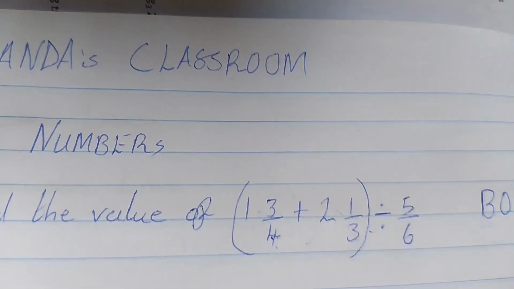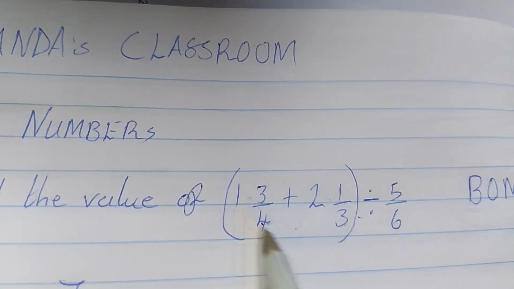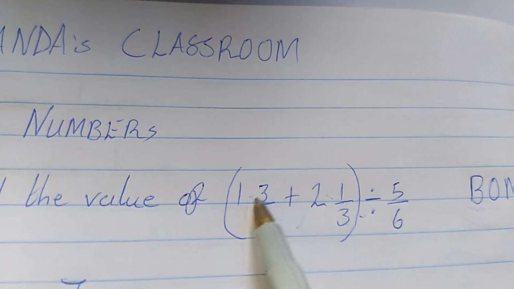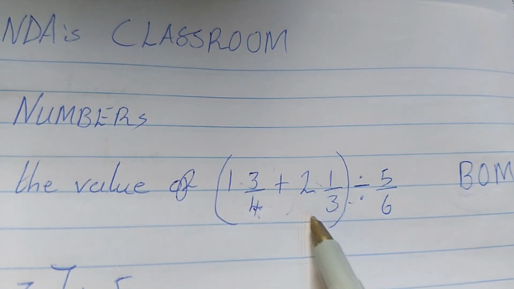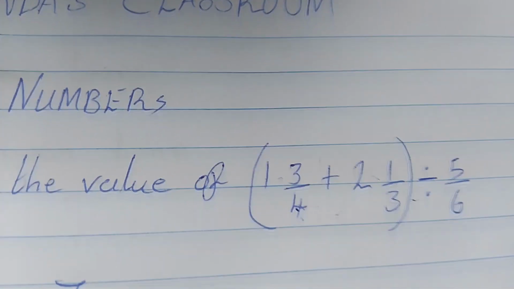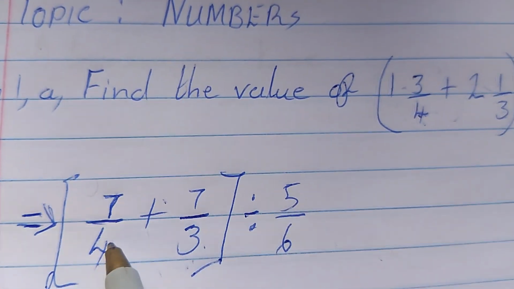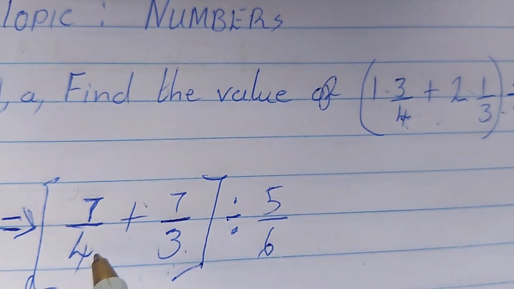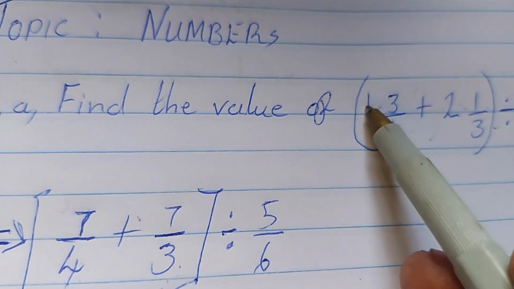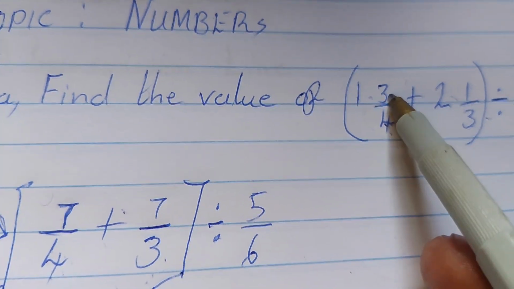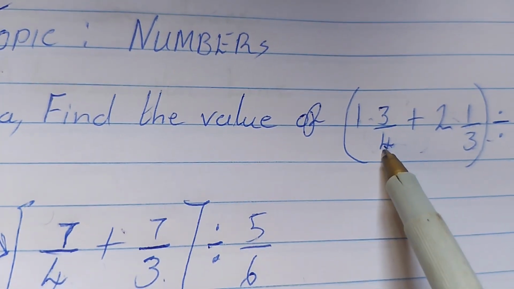So how are we going to deal with what's in the brackets here? In the brackets, as you can see, these are mixed fractions, which is 1 and 3/4 plus 2 and 1/3. So we're going to turn them into improper fractions first. How do we do that? First we put our denominator. Our denominator here is 4. Then for the numerator, we say 4 times 1, which is 4, then 4 plus 3 is equal to 7. So it's 7/4, which is equivalent to 1 and 3/4.